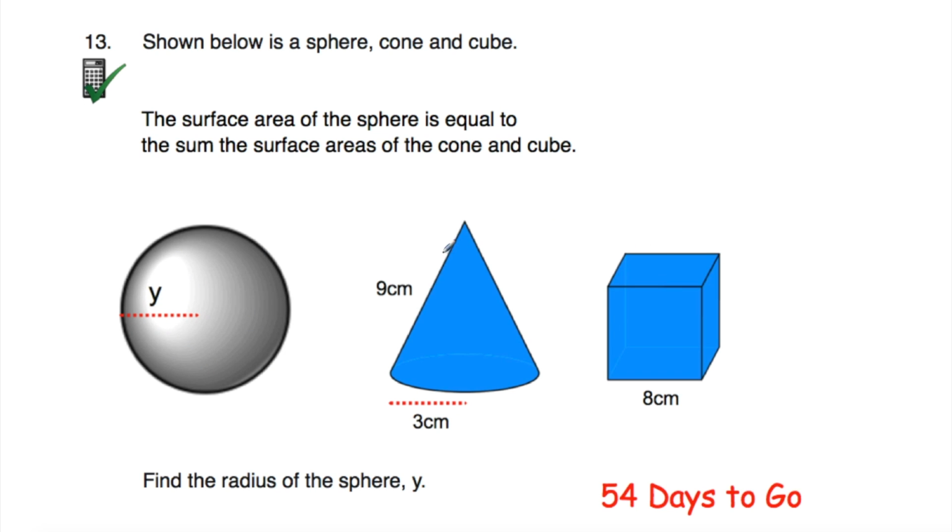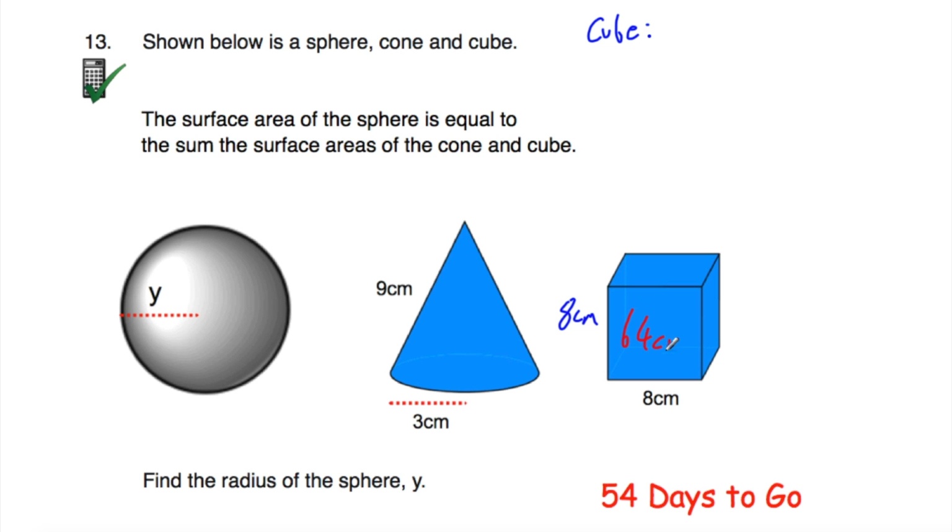So let's find the surface area of the cone and the cube to begin with. So I'm going to start with the cube. It's quite straightforward. So in terms of the surface area of the cube, we've got that the side length of the cube is 8 centimeters. So that's 8 centimeters and 8 centimeters. And 8 times 8 is equal to 64. And there's 6 faces. So each face will have an area of 64 centimeters squared. Let's write that down.